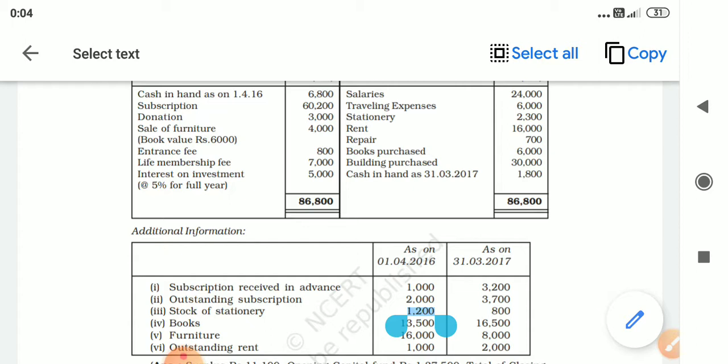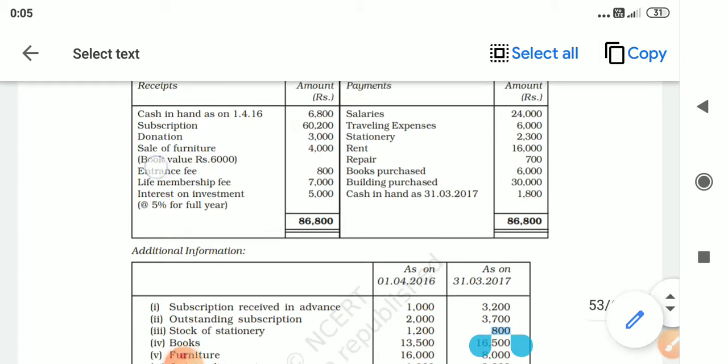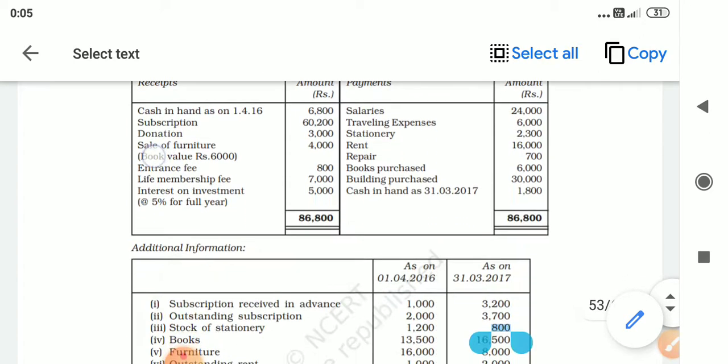Okay, done. Now where will these two items appear? 1,200 will appear on the asset side of the opening balance sheet and 800 will appear on the asset side of the closing balance sheet. Done. This is new. See, each sum has something new. Question number 8 had fund accounting. We had tournament fund. Question number 9 has stock of stationery consumed.